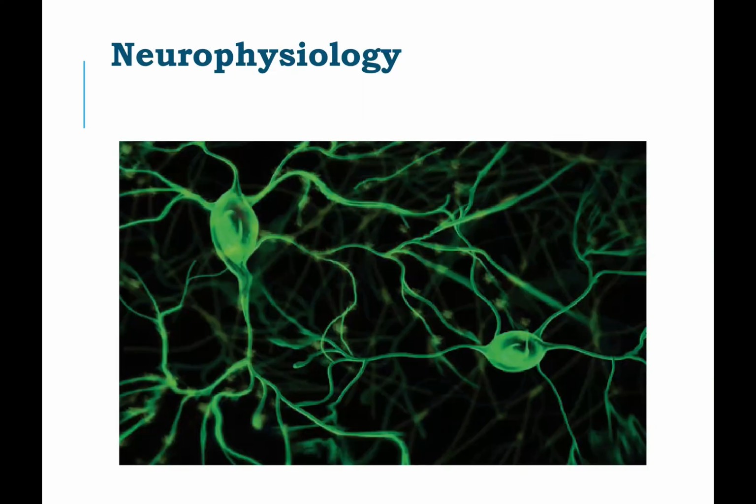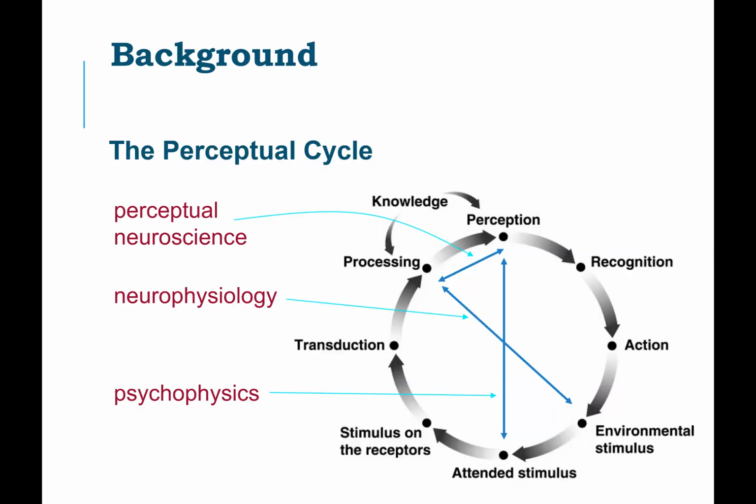So neurophysiology, again, what does that mean? So a concept. This is a simplification of what happens between an agent, an organism, and its environment. It's very simplified. But we're going to use that to understand certain concepts.